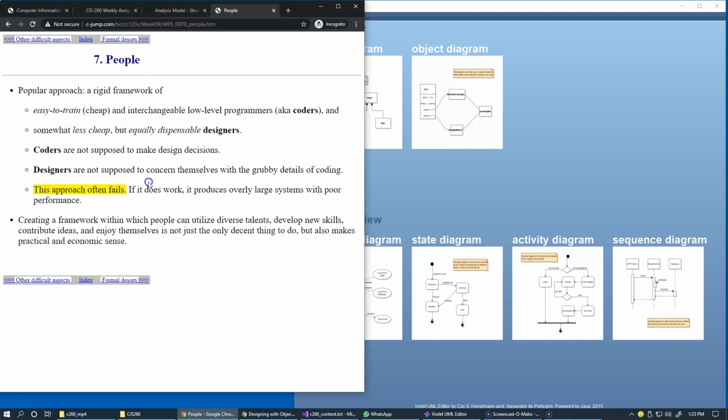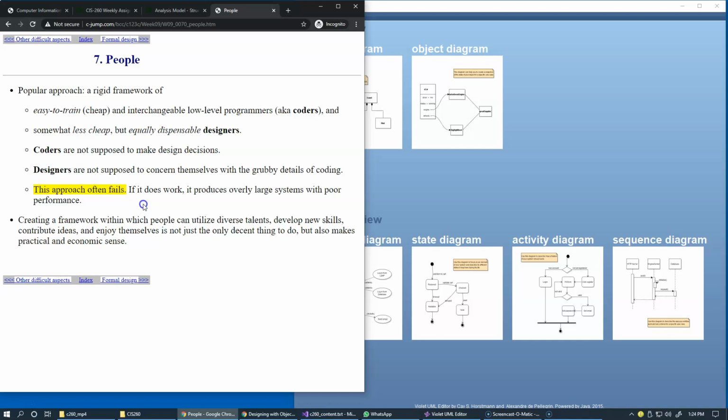Now, speaking of people, it's an incredibly wrong idea to accept cheap workers, low-level programmers and coders, and also consider others as designers, which are basically higher skill workers, but still kind of cheap and altogether completely dispensable. So the idea is that, okay, we can just fire these people and hire new ones, and they will be easy to train and not a big deal to replace the existing ones.